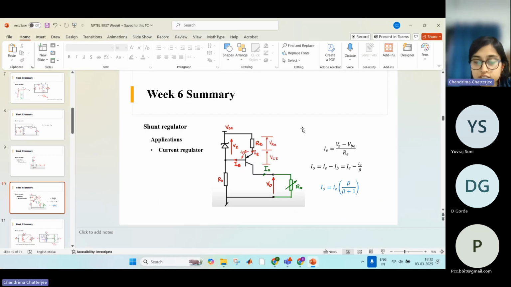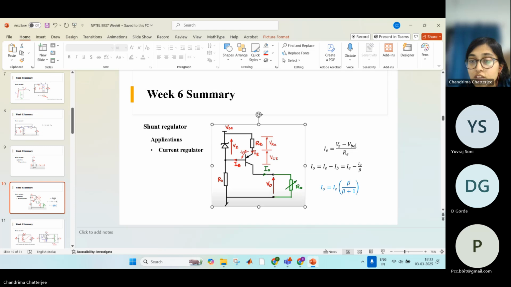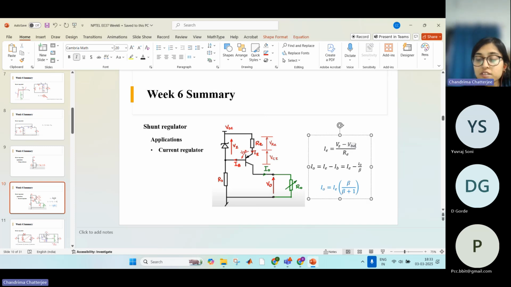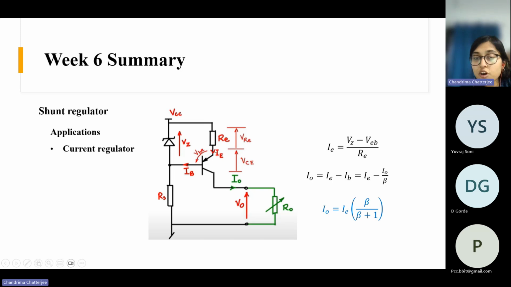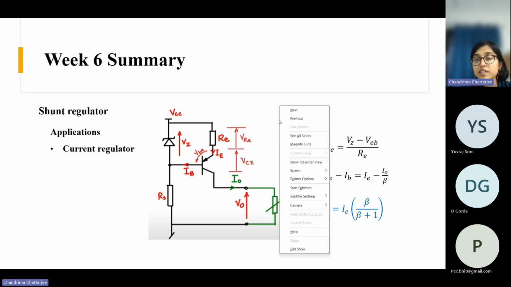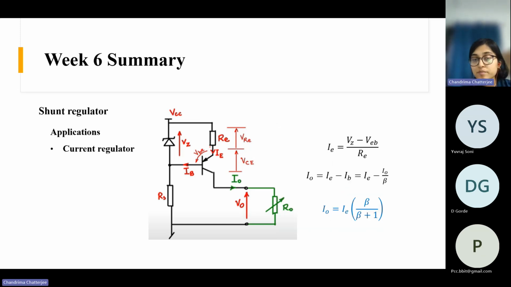So basically this should be VEB actually, because the drop is from emitter to base. This will be plus, this will be minus. The sign will be like this. This is plus and this is minus. And here this is the Zener diode voltage Vz.